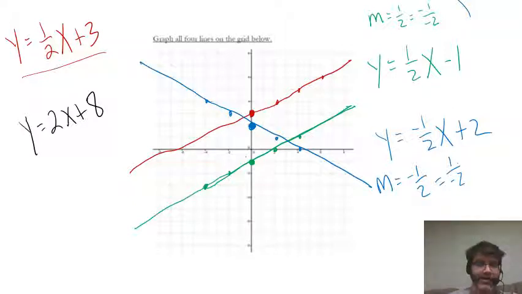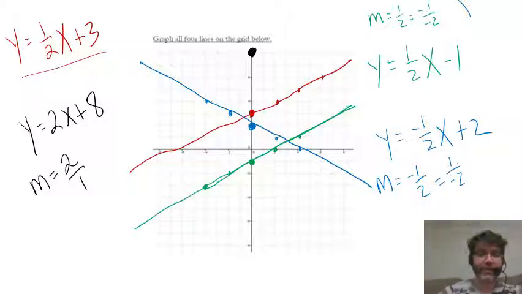And then for y equals 2x plus 8, 8 is going to be my y-intercept. It's all the way up there, and then it's a slope of 2. Okay, do you see that a slope of 2 could be rewritten as 2 over 1? If it's a whole number, you can always write it as a fraction just by putting it over 1. Okay, so we have a slope of 2 over 1.